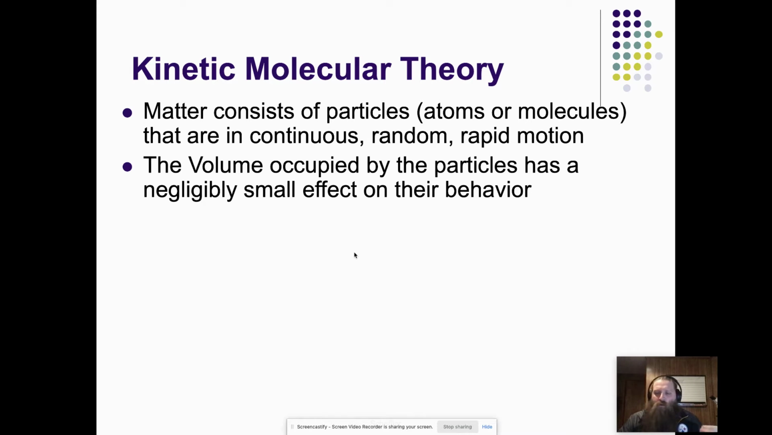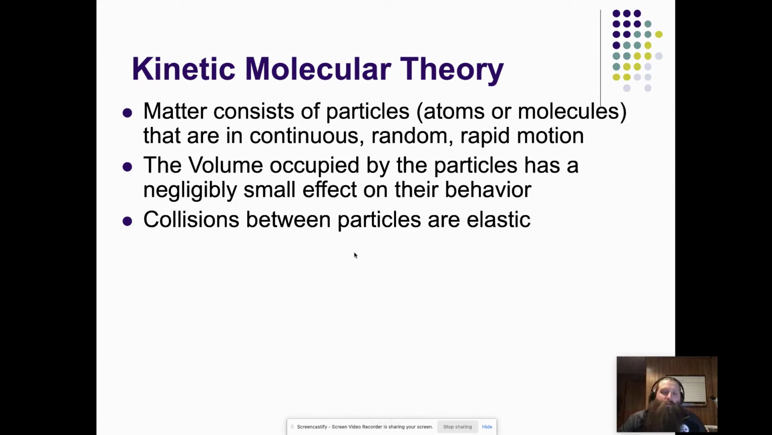The particles of a gas are so small that the volume of space they take up doesn't really impact their behavior a lot. We assume that the collisions between particles are elastic, and what that means is they hit each other and they just bounce right off right away. This is also an assumption that is not entirely true, but the influence of intermolecular forces of attraction when two particles collide is really small. And so for kinetic molecular theory, we're going to assume it's zero. And that means the collision is just elastic. They just bounce right off.